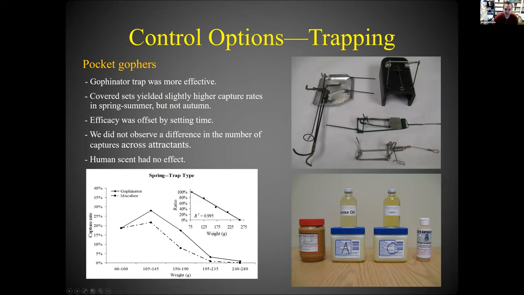We've looked at attractants. Are there any kind of attractants that we can use to increase capture efficiency, including peanut butter and some others? We didn't really see any real benefit there, so I don't see the need for utilizing any kind of an attractant.